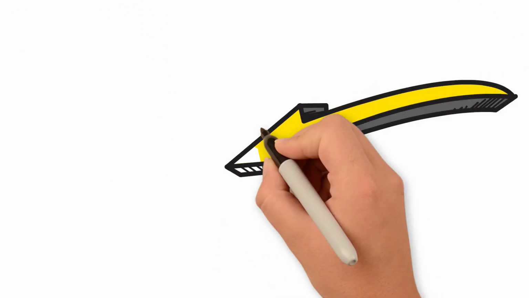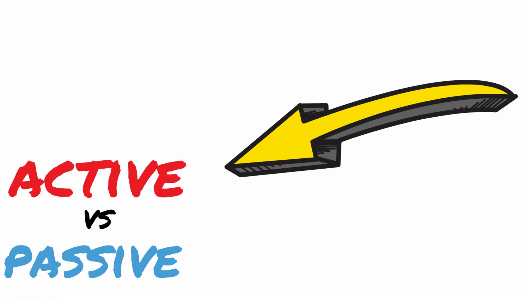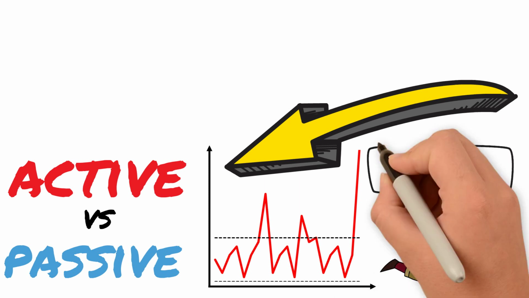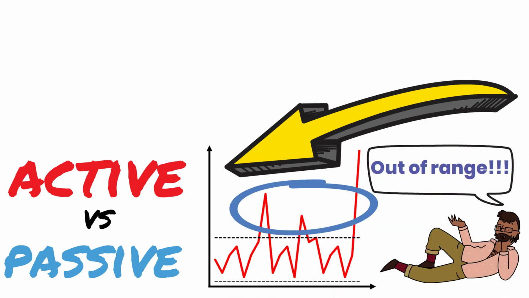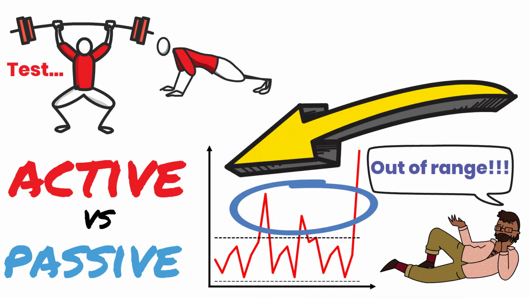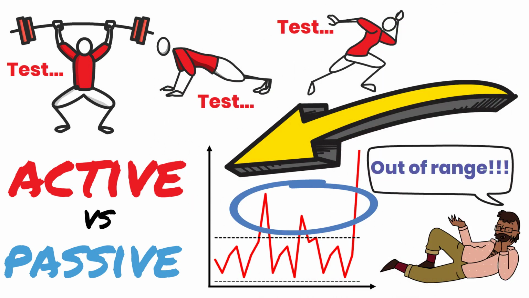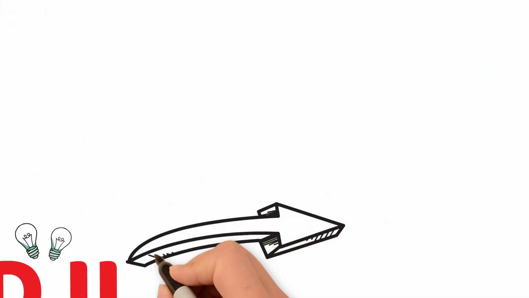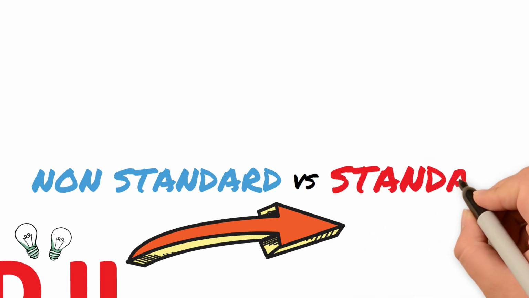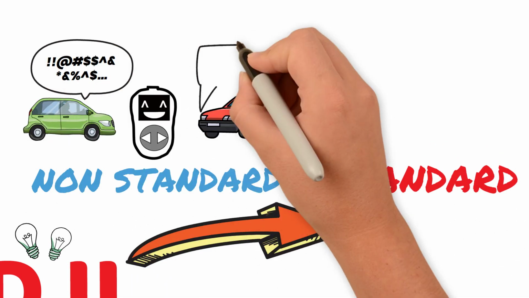Next, OBDI is passive, while OBDII is active and intrusive. OBDI is a passive observer that waits for out-of-range sensor inputs. OBDII takes things a step further by performing active and intrusive diagnostic tests to confirm the proper operation of the vehicle systems. After that, OBDI was manufacturer-specific, resulting in variations in communication protocols, trouble codes, and connectors across different brands.